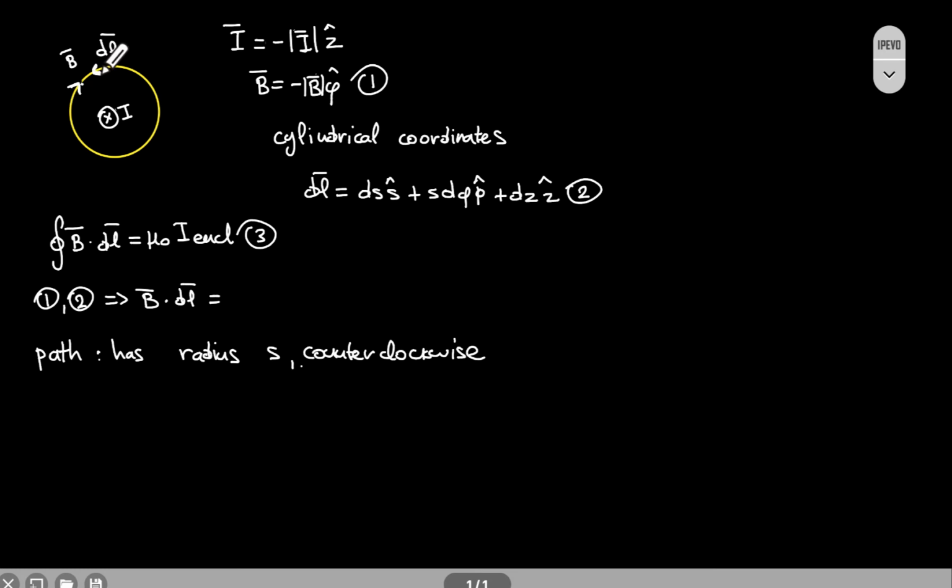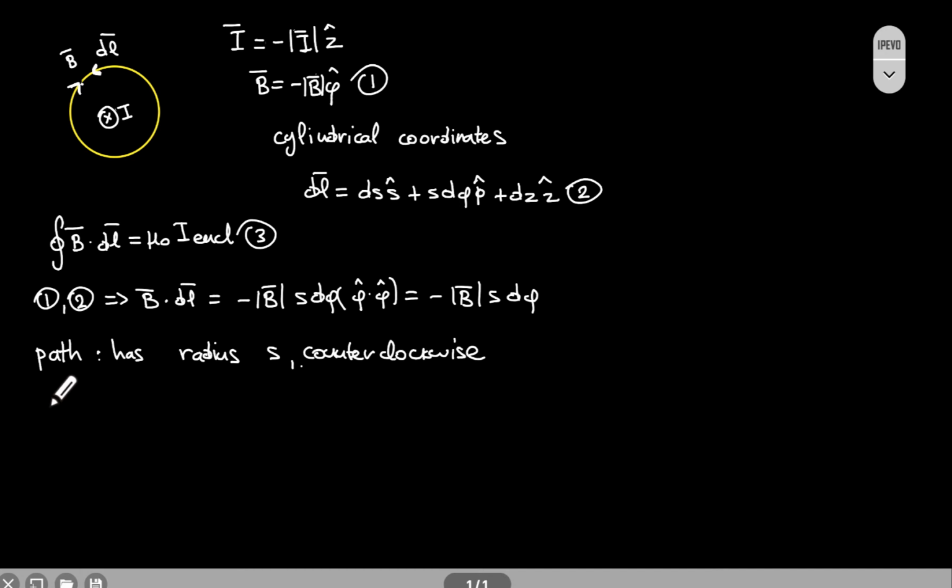Because B and dL will always point in opposite directions, I know that the dot product will need to be a negative number. So when I find the dot product again, phi hat dot s hat and phi hat dot z hat will give me 0. So the only term that survives is minus B s dphi, phi hat dot phi hat, and this gives me minus B times s dphi. Now this is the dot product.